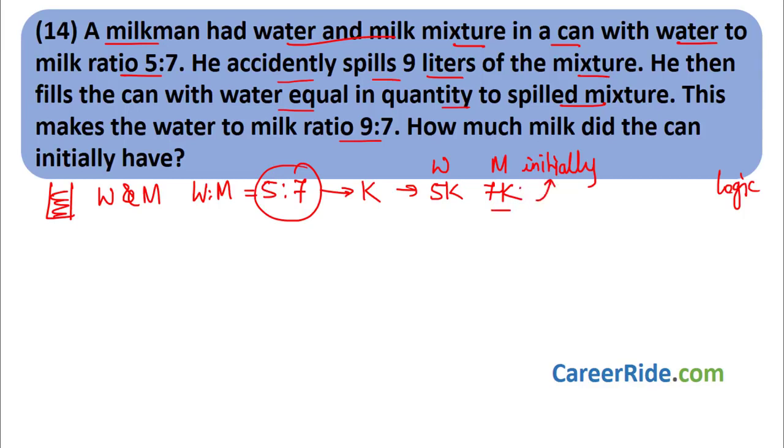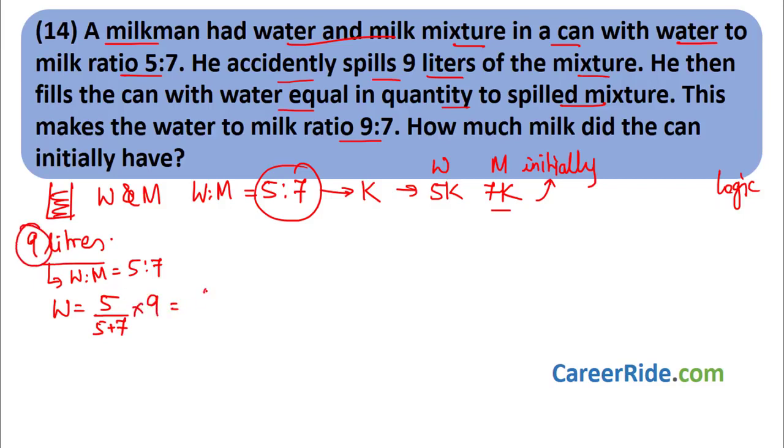Right. Now, the milkman accidentally spilled 9 liters of the mixture. That means 9 liters of the mixture was removed. If 9 liters was removed, this 9 liters will also have the water to milk ratio of the original mixture, that is 5:7. So how much water is removed? We have to find how much water is there in this 9 liters.